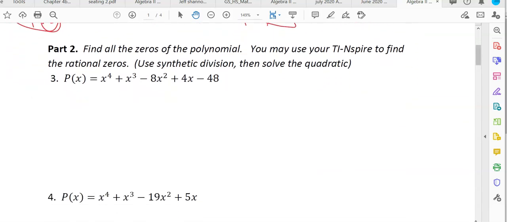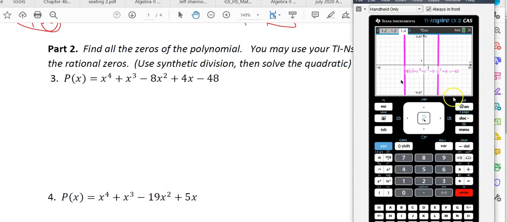This one says find all the zeros. You may use your TI-Nspire to find the rational ones. Okay, so let's graph this. Looks like we have a couple of solutions there, one at 3 and one at -4. So x equals 3 and x equals -4. You could always do a trace.